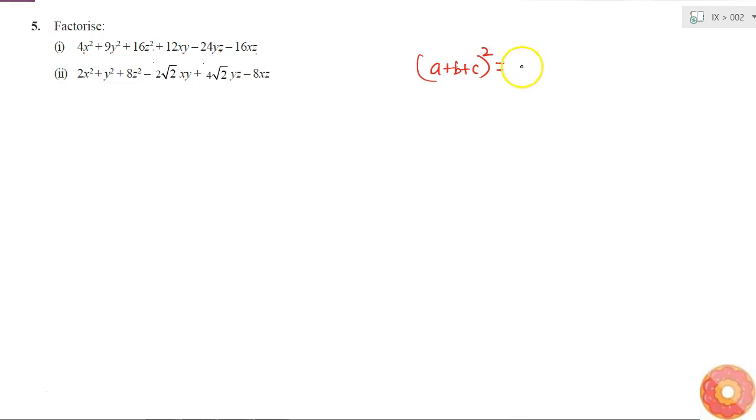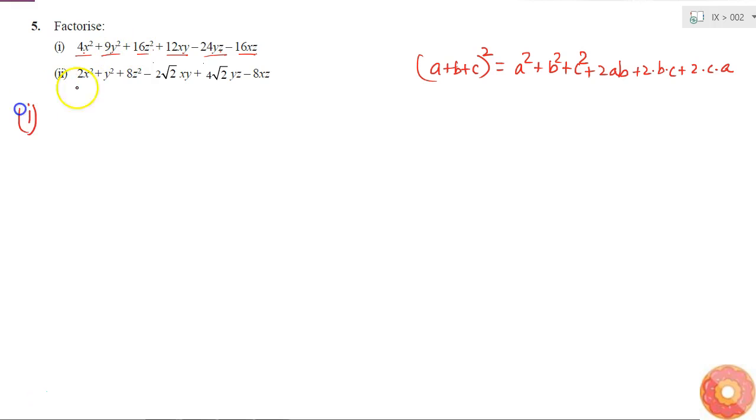What is that equal to? That is equal to a square plus b square plus c square plus 2ab plus 2bc plus 2ca. Correct? So this is the identity which comes to my mind. So that means that whatever the squares are there, I need to write them as perfect squares, and the remaining terms I need to write as the product of the square roots of any two of these terms, right?